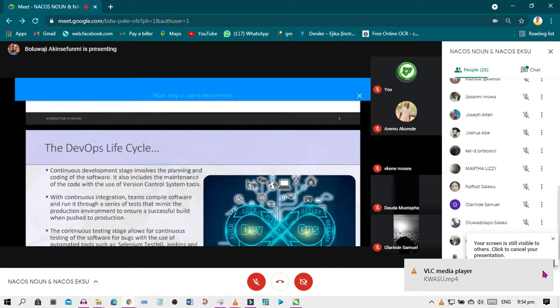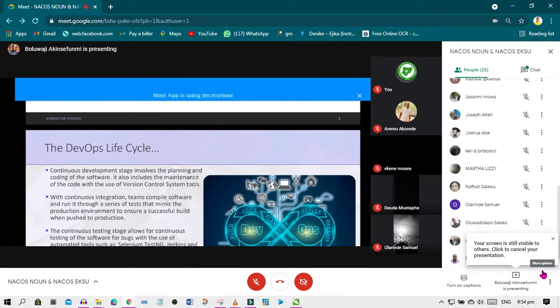The continuous development lifecycle is the stage that involves the planning and the coding of the software. That's the continuous development stage. It also includes the maintenance of the code with the use of version control system tools. There are several version control system tools such as your Git, your Mercurial.